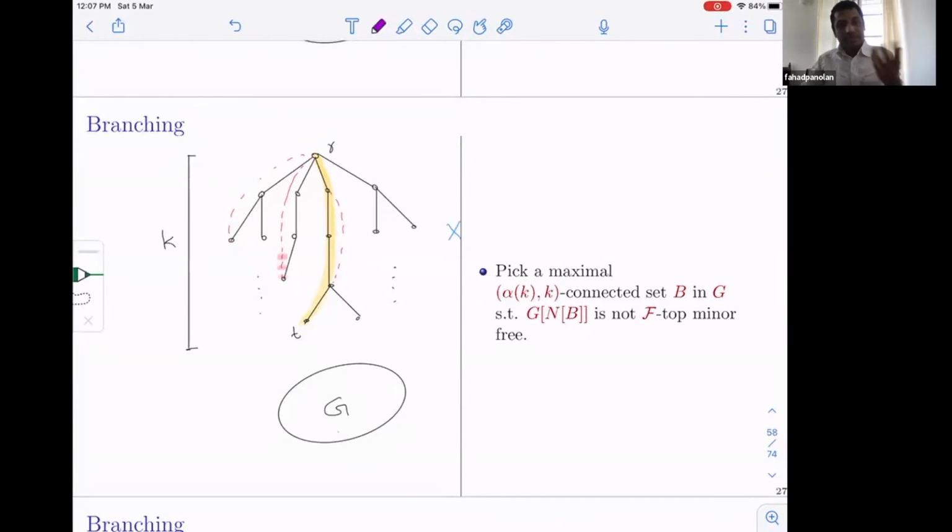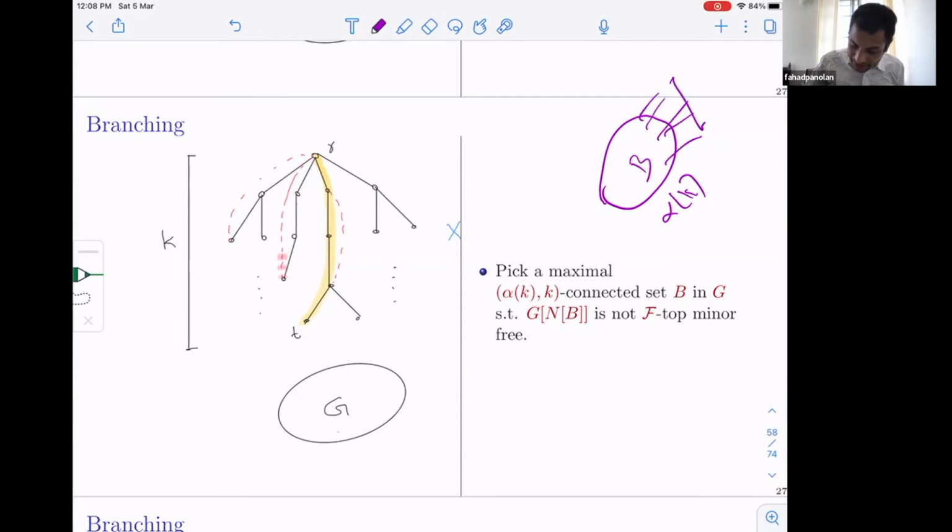because there are algorithms to test that. So enumerate all the maximal alpha k connected sets and check whether there exists one such that the graph induced on the neighborhood of B, which has bounded size, has size alpha k plus k, and if it is not topological minor free, then at least one vertex from this should go into the elimination forest.